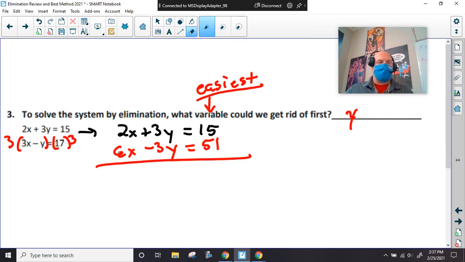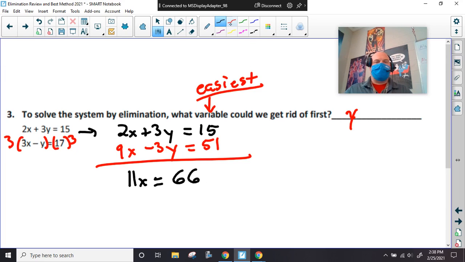And then somebody let me multiply 3 times 3 and get 6. I hate everybody. All right, so this is 11x and this is 66. All right. So we have x equals 6. Awesome. Now I have x. Okay.